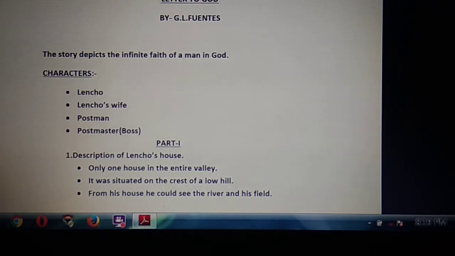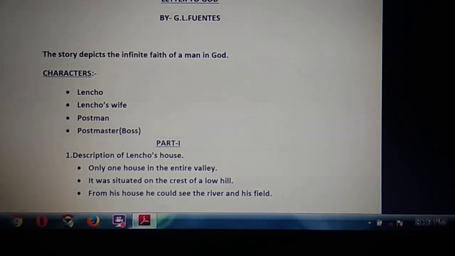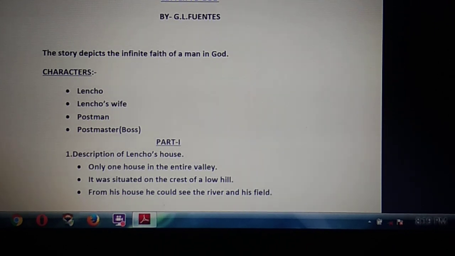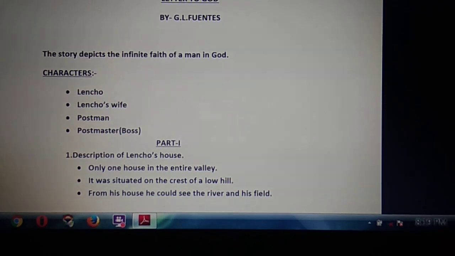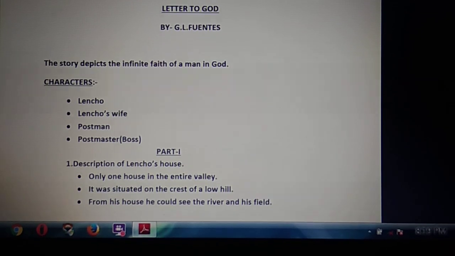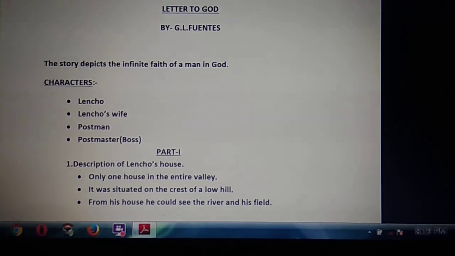So the first part of the story begins with the description of Lencho's house. Only one house in the entire valley. So Lencho's house was situated at a lonely place. None other house was there. So in that whole valley, Lencho's house was the only house. It was situated on the crest of a low hill. Crest means on the top of a low hill. Hill is a place which is smaller than a mountain.